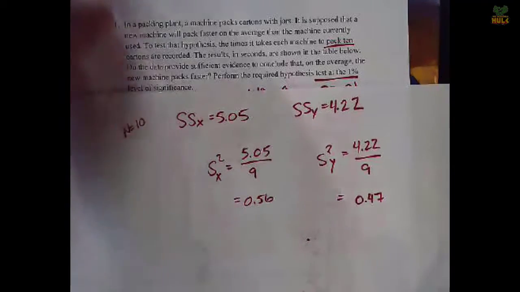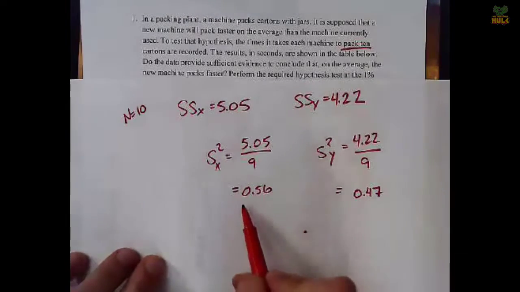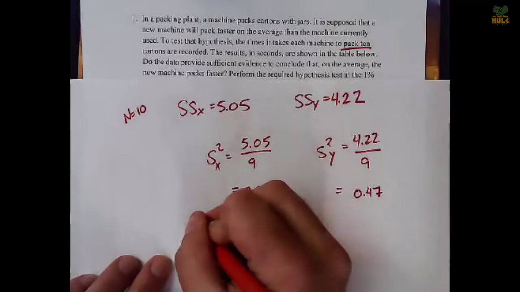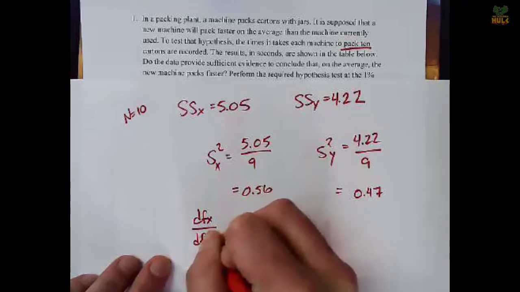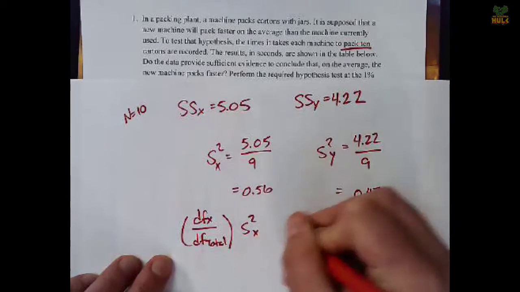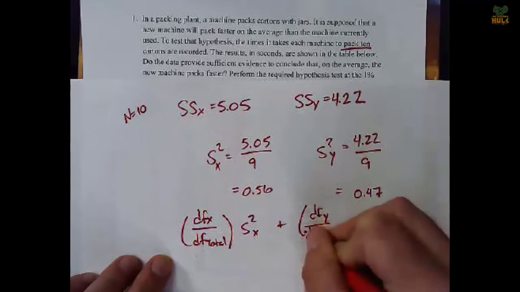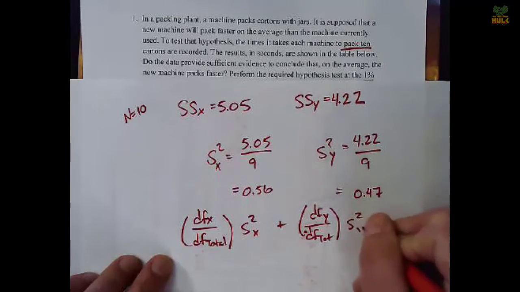So how do you do that? Pooled variance requires us to use both of these variances and combine them in some way. So what you have to do is take degrees of freedom x over degrees of freedom total and multiply that times the variance of x, and then add that to, again, the degrees of freedom y over degrees of freedom total times the variance of y.